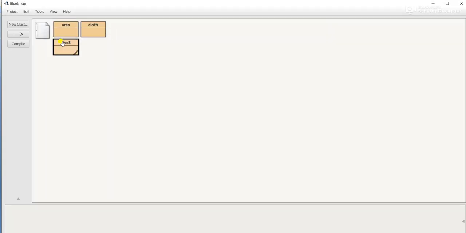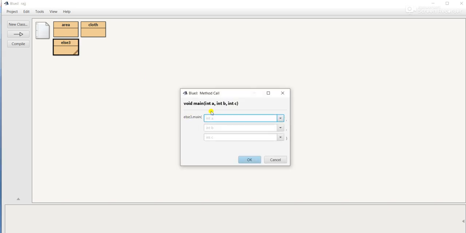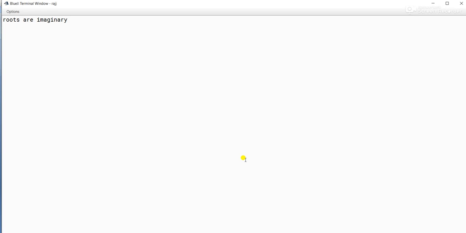Right. Once again we will right click and click on this. Now I am giving some strange calculation, that is 1 I gave in A value, B I gave as something like 1, and the C value I gave 13. When it calculates b square minus 4ac, b square becomes 1, and 4 into 1 into 13, it becomes 52. So 1 minus 52, it becomes minus 51. So minus 51 is less than 0. Due to that we will get imaginary, roots are imaginary. Yeah, this is the output.